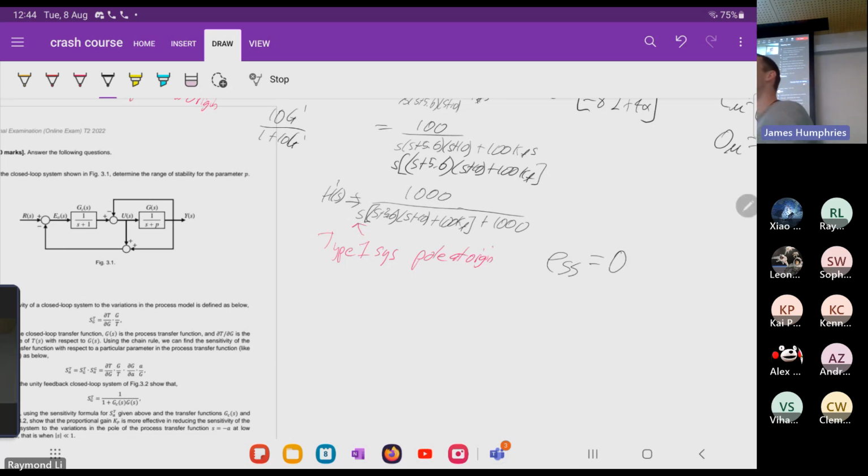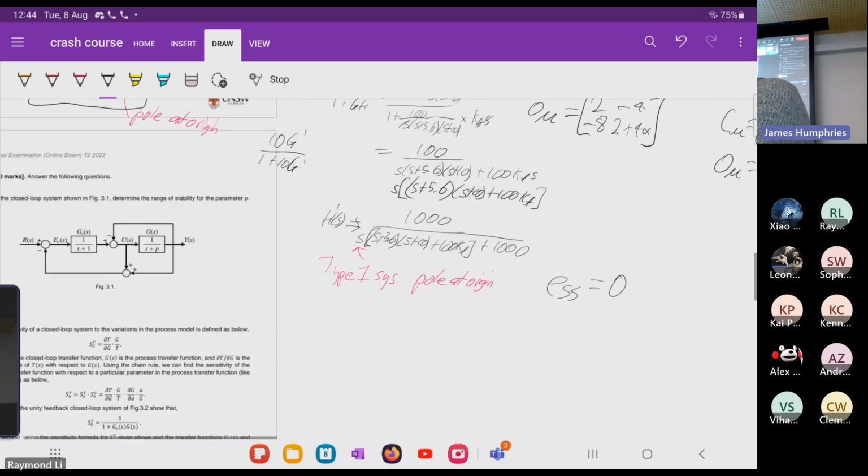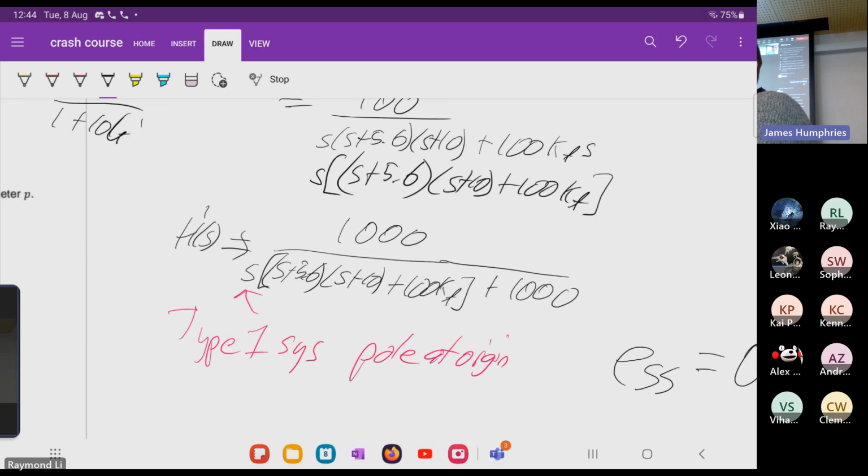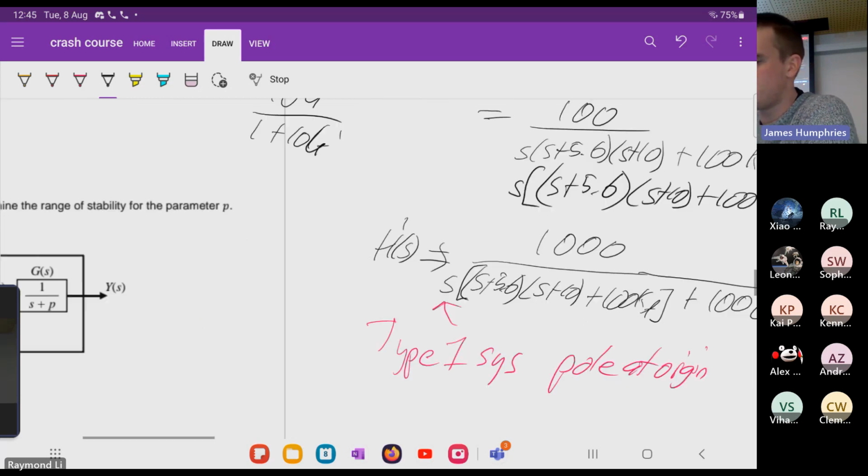I'm not trying to trick you. It's like either 0, infinity, or 1. Those are the sort of 3 options. Yes, and we can see that because if I send in S is equal to 0 here, that becomes 0. We have 1,000 over 1,000, which becomes 1. So therefore, there's a 1-to-1 relationship, and therefore, the error is 0. All right, cool. And yeah, that's pretty much that question. Make sense?